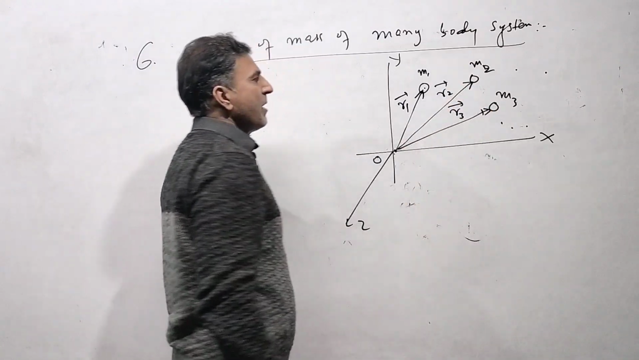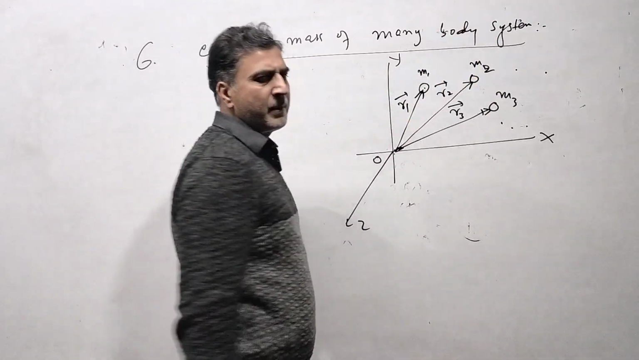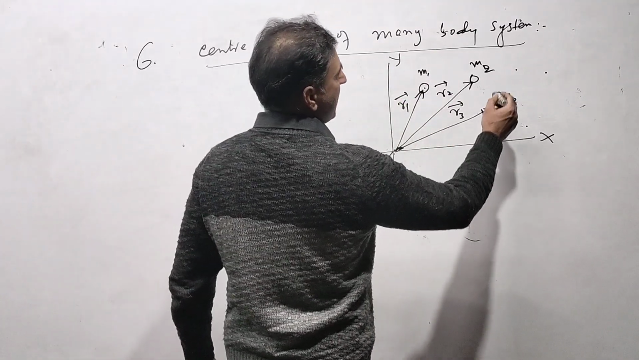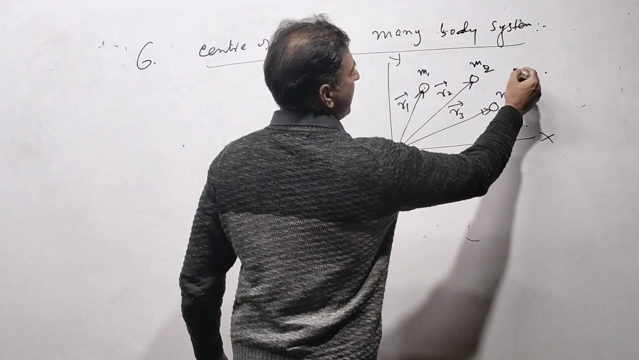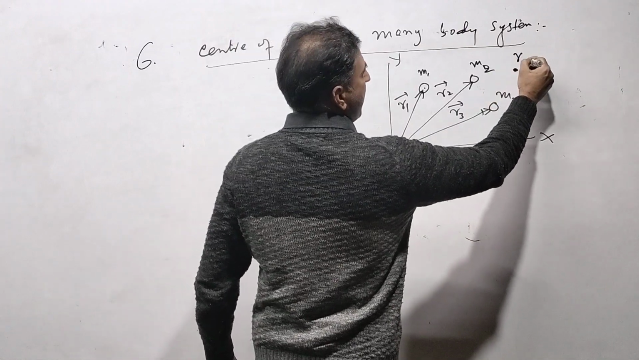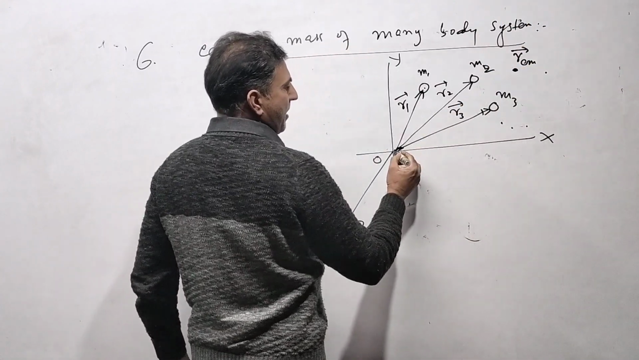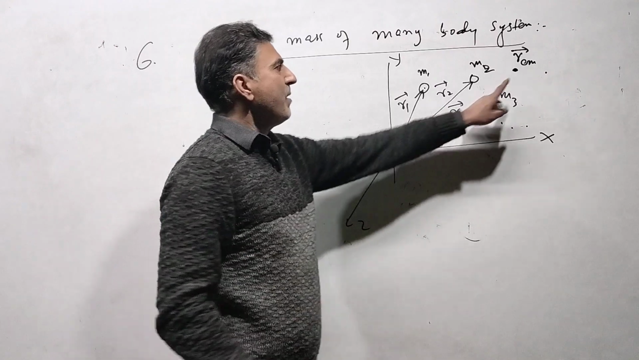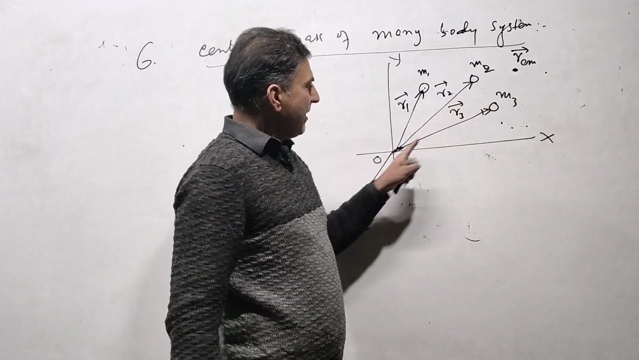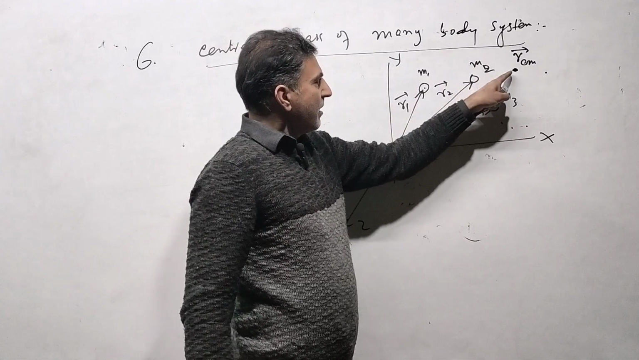Vector. I am giving the radius vectors of these three masses. There may be many other masses also. So where is the center of mass? Maybe the center of mass is somewhere here. I have to locate the center of mass of this point. Let it be RCM. I have to find how far away this center of mass is from the origin, the center of mass of all these bodies.